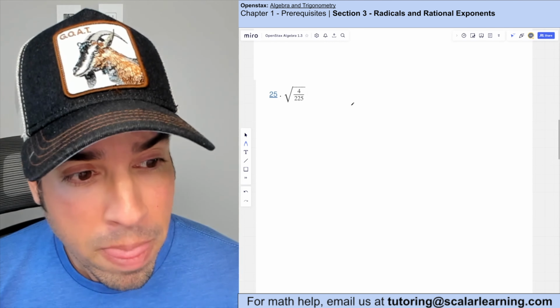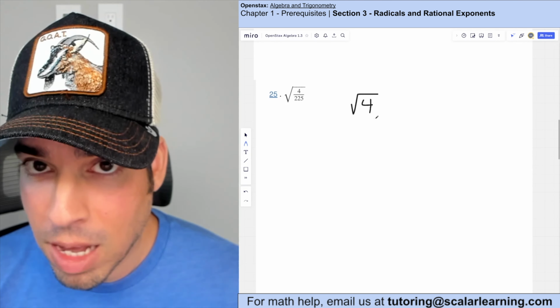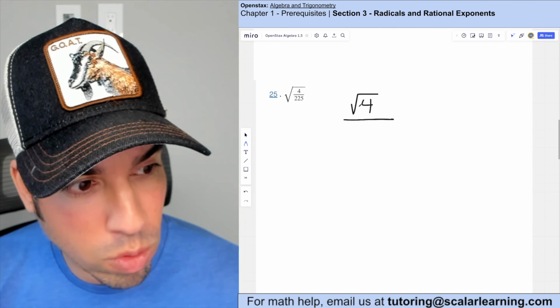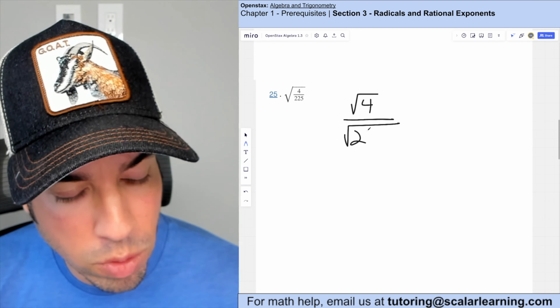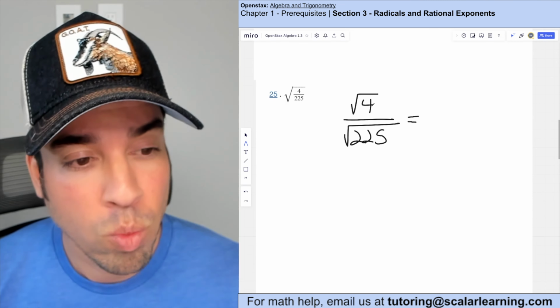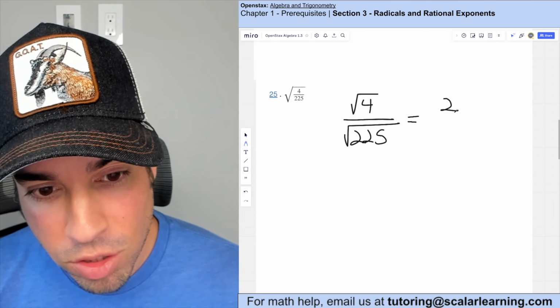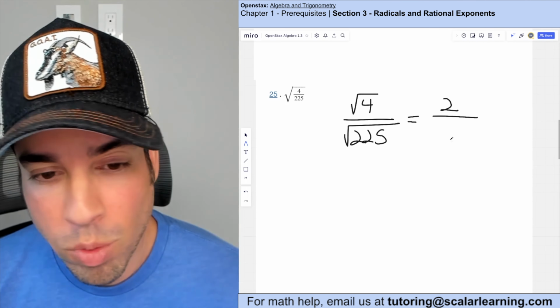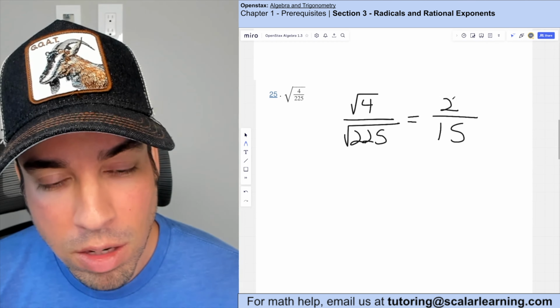So what I'm going to do is separate the radicals, which I'm allowed to do in these fractions, and write it as the square root of 4 over the square root of 225. And then I'm going to take the individual square roots. So what times itself is 4? That's 2. What times itself is 225? That's 15. There we go.